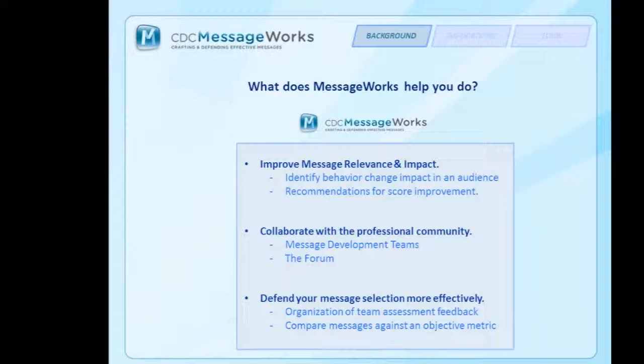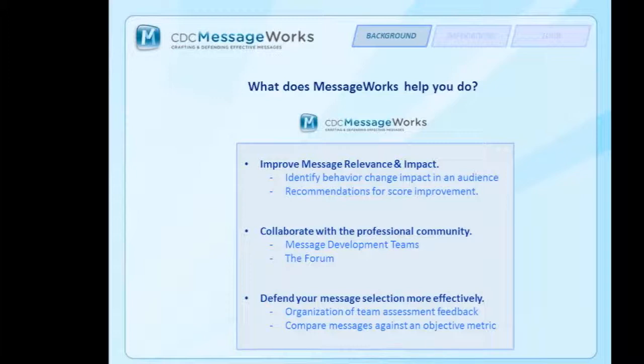And then, of course, we also give you some recommendations for how to improve your message score or the impact of your message before you go out and actually spend money on implementing this message. We are going to encourage you to test whether the model was predictive, that is, whether you actually got the score once you implemented it in your target audience. We'll talk about that a little bit more later.